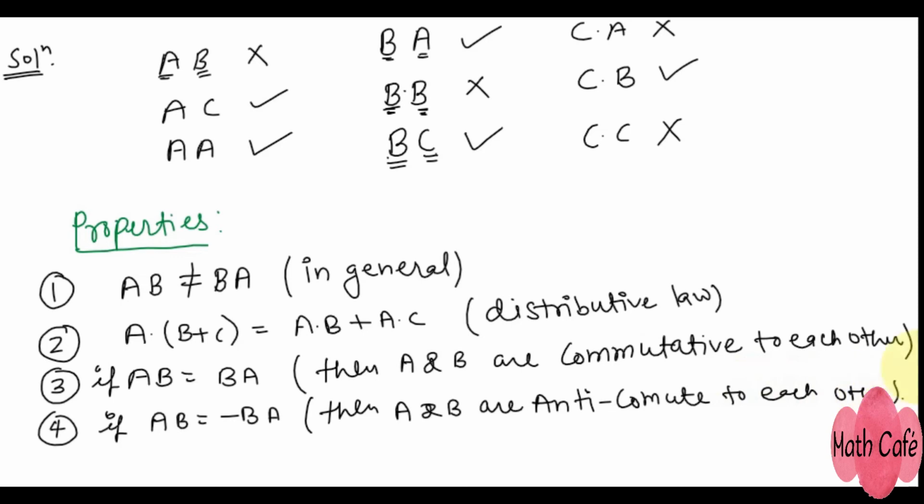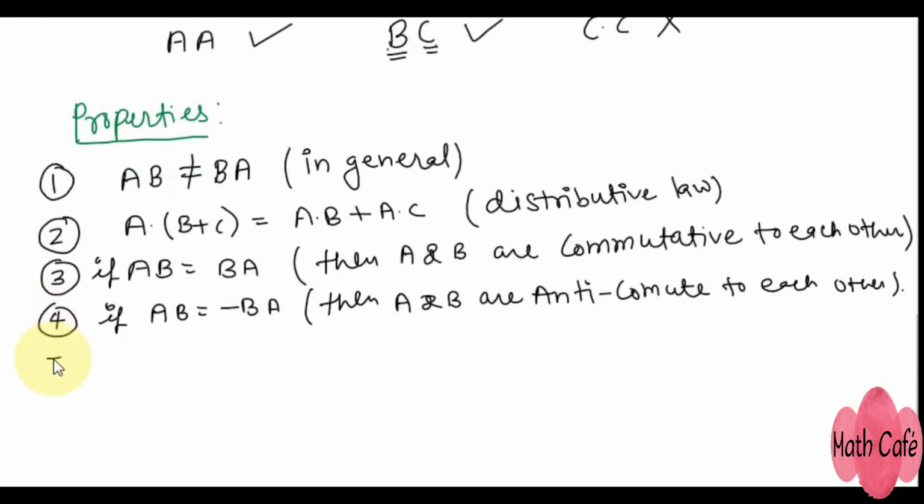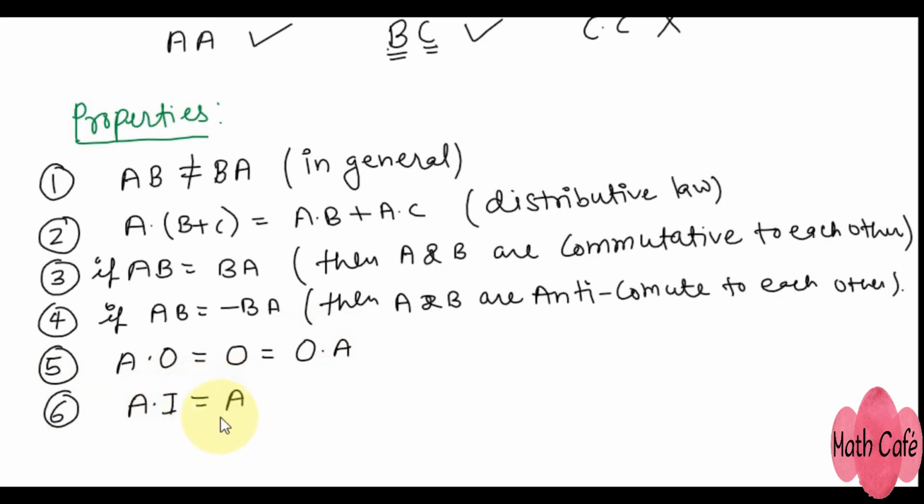Alright, in the fifth point, we will see that if any matrix A is multiplied by the 0 matrix, that will become the 0 matrix. Or if the 0 matrix is multiplied by any matrix A. In the sixth point, if any matrix A is multiplied by the identity matrix, then the resultant matrix will be the matrix itself. Or if the identity matrix is multiplied by A, then the resultant matrix will also be the same.